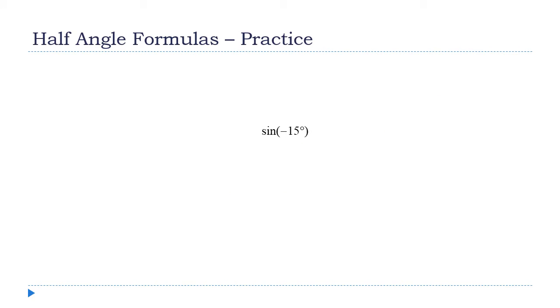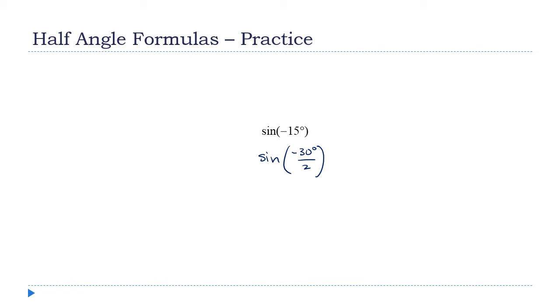All right. How about this one? Go ahead and try this one. See what you come up with. Okay, 15 is half of 30. So I'm going to make this the sine of negative 30 degrees divided by 2. And negative 30 is what I will put into the formula.